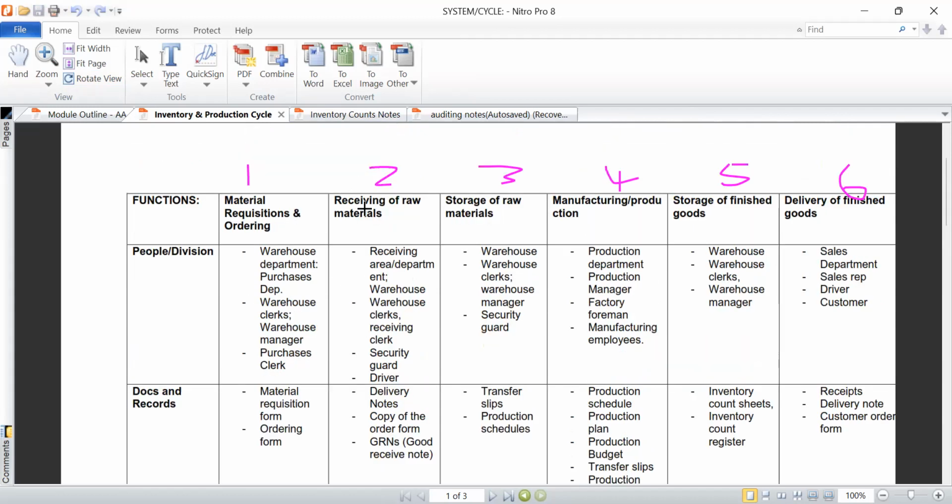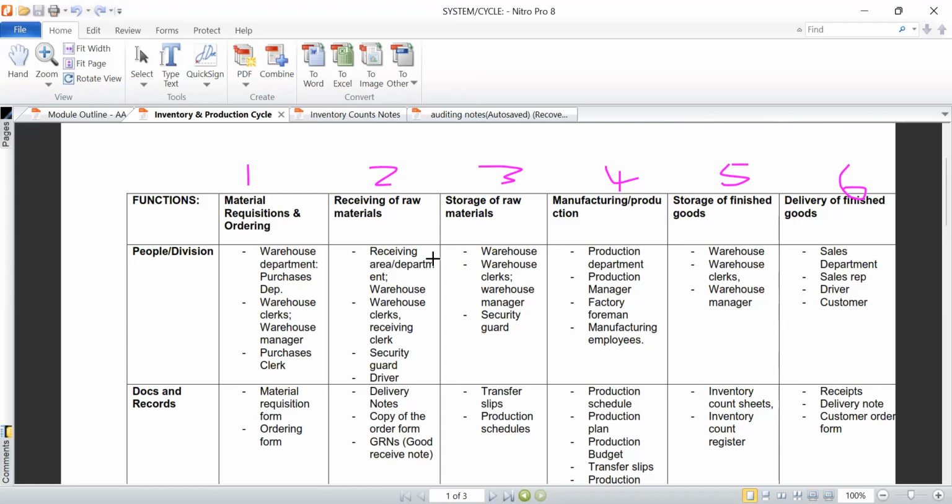The second stage is called receiving of raw materials. Now that we've ordered the materials with the supplier, the next stage, we expect to receive the delivery of our order of raw materials from the suppliers. When we are receiving the raw materials, we see what is known as the receiving section, which is just a segment within the warehouse itself.